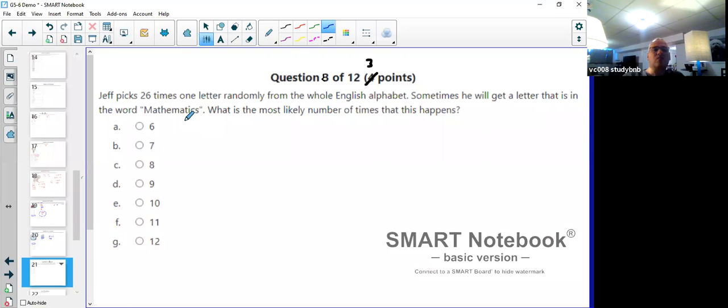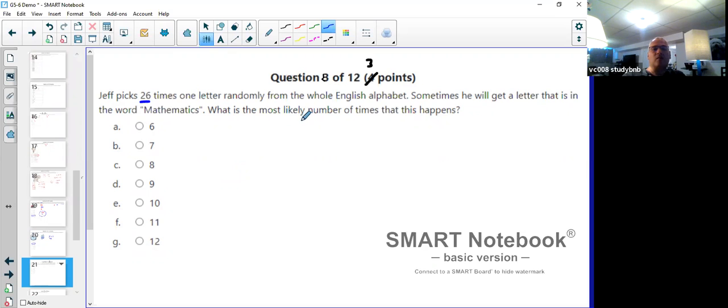Right? What's the most likely number of times that you pick a letter from mathematics when you pick a random letter out of the alphabet? Well, the 26 is important, right? Why is the 26 important? Because there are only 26 letters in the alphabet. Okay, so theoretically, this is number theory, this is probability, you should likely get one of each letter, but that's never going to happen. Right? Almost never. You'll likely get repeats.